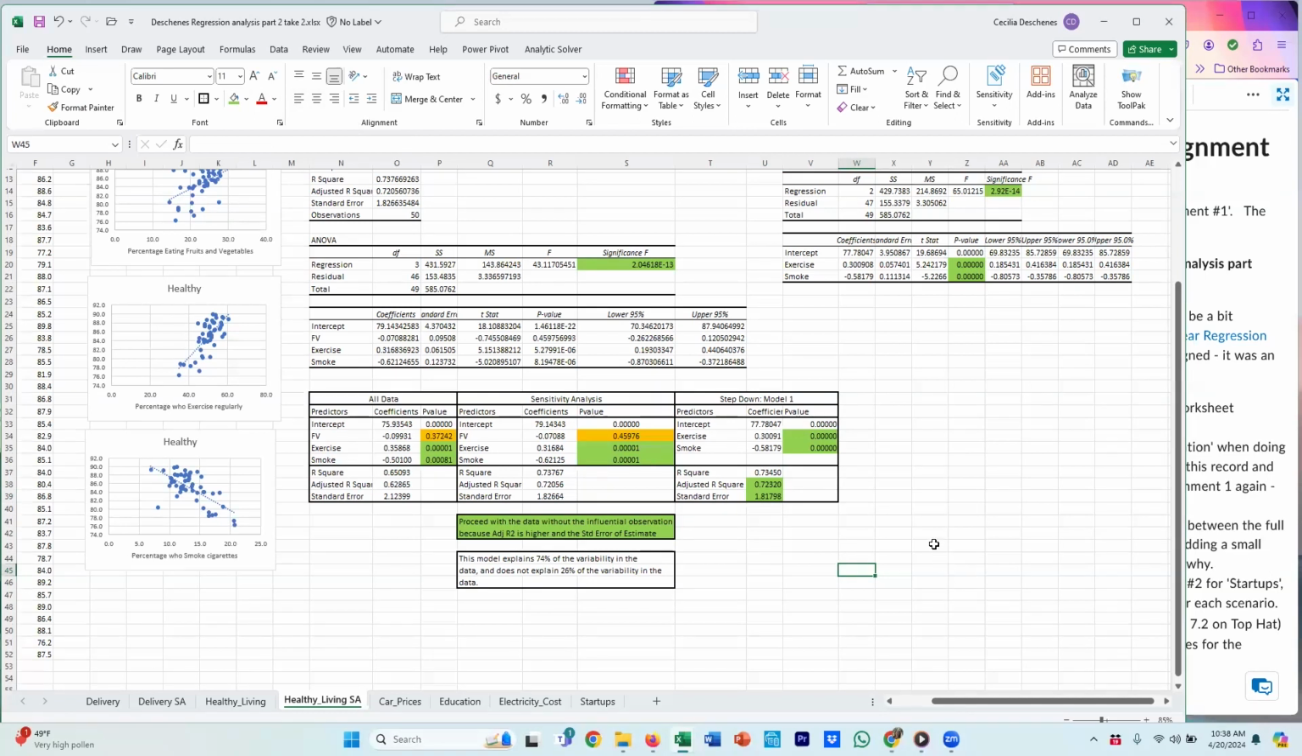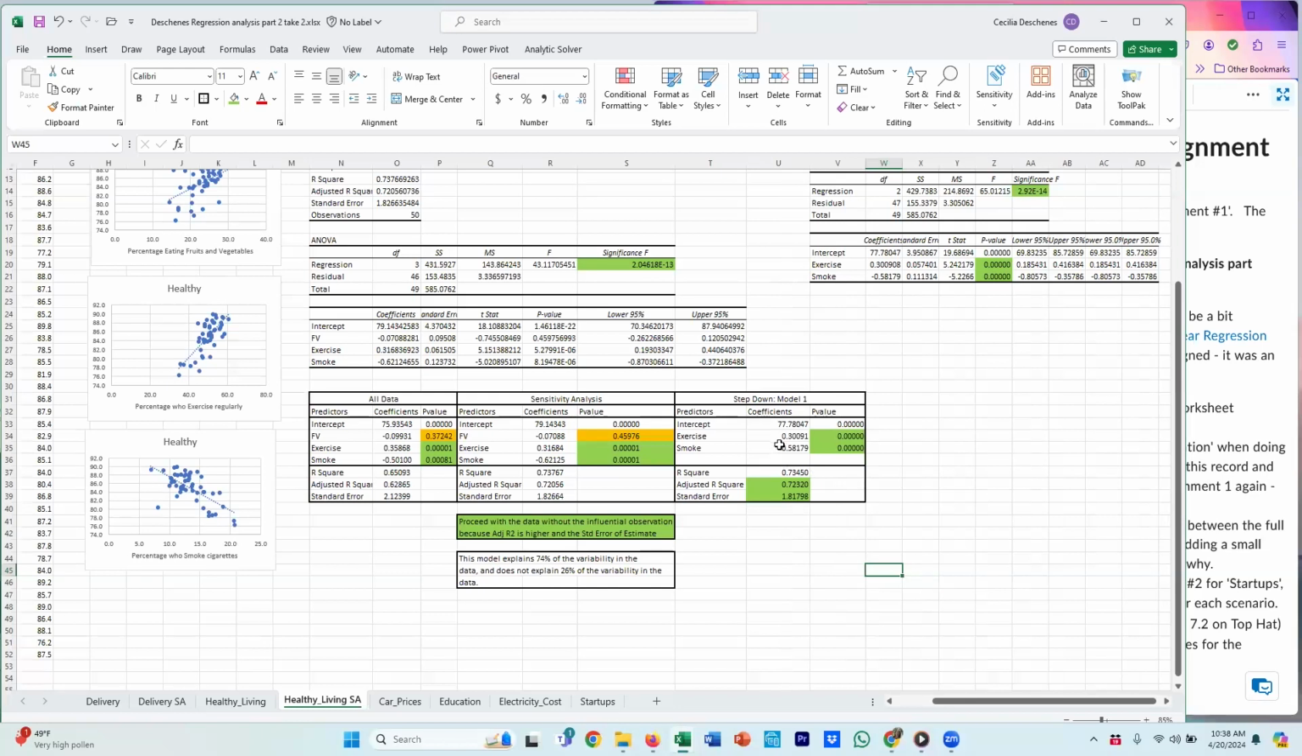We want to make sure that the coefficients kind of make sense from an intuitive point of view. So the percentage that are healthy goes up as the state has a higher percentage of people exercising. And the percentage that are healthy goes down, that's what the negative means in the slope, when there's a higher percentage of people who smoke. All right, so that makes intuitive sense from what we know about how bad smoking is for us.